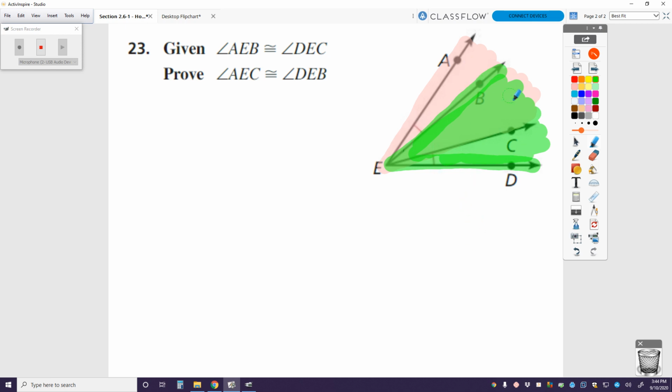So if you notice the pink angle and the green angle, there's some overlap, right? Where do they overlap? They overlap at angle BEC. So if they overlap at that one angle, that angle is the same in both the big pink angle and the big green angle. That leaves us with the parts that are not overlapped, and that would be angle AEB and angle CED. And guess what? They're given to be congruent to each other. So maybe the gears are starting to turn in your head a little bit.